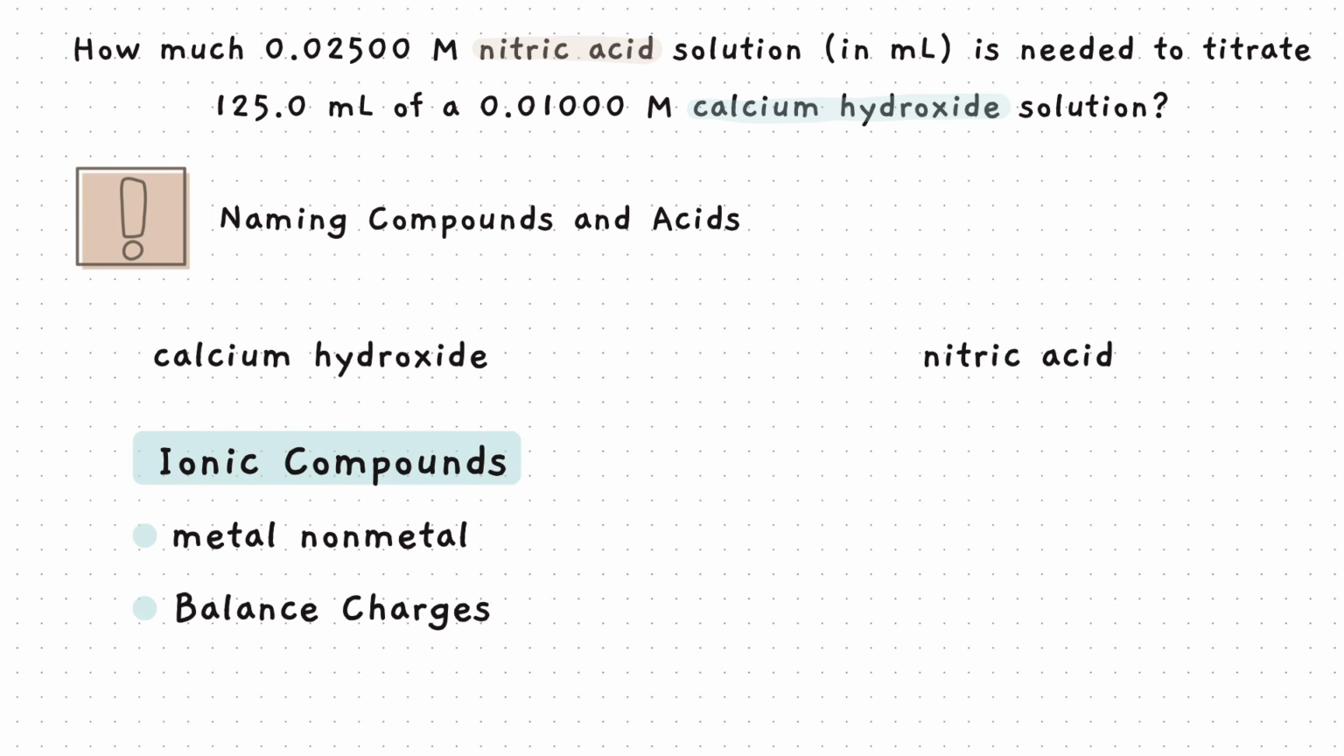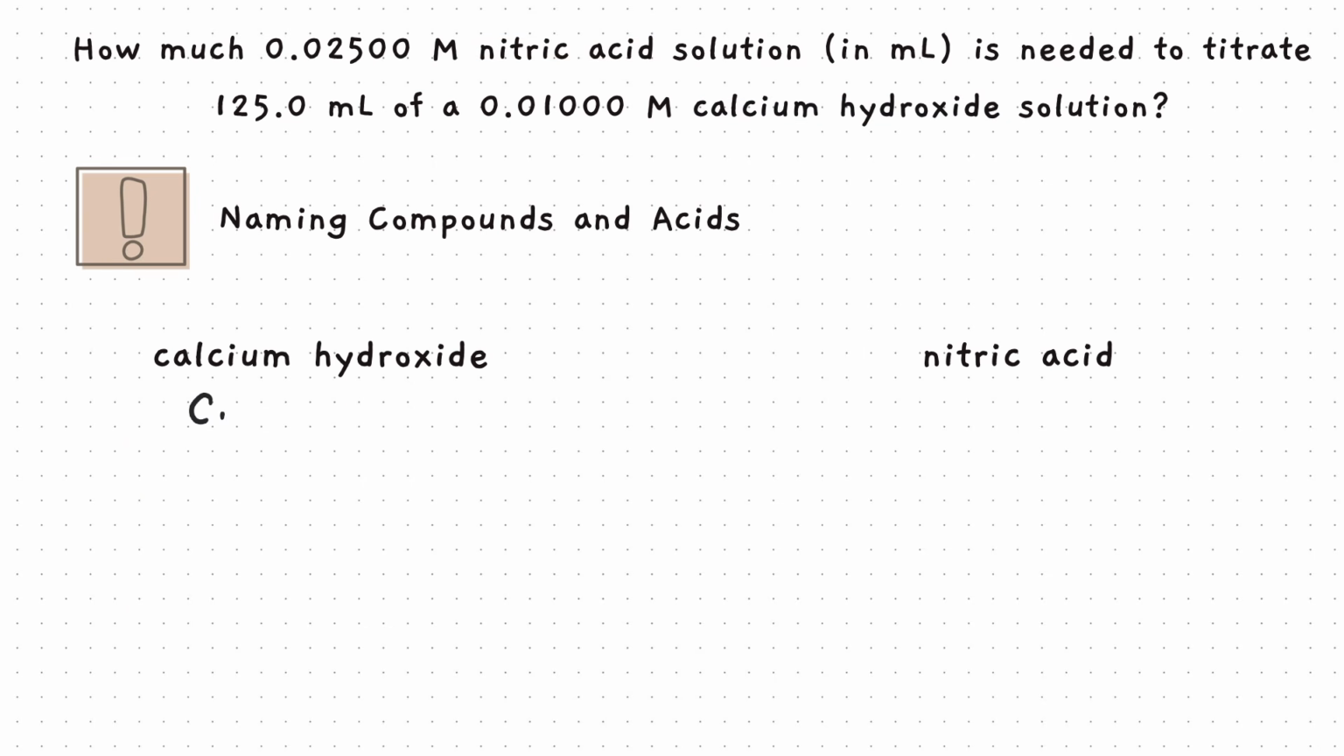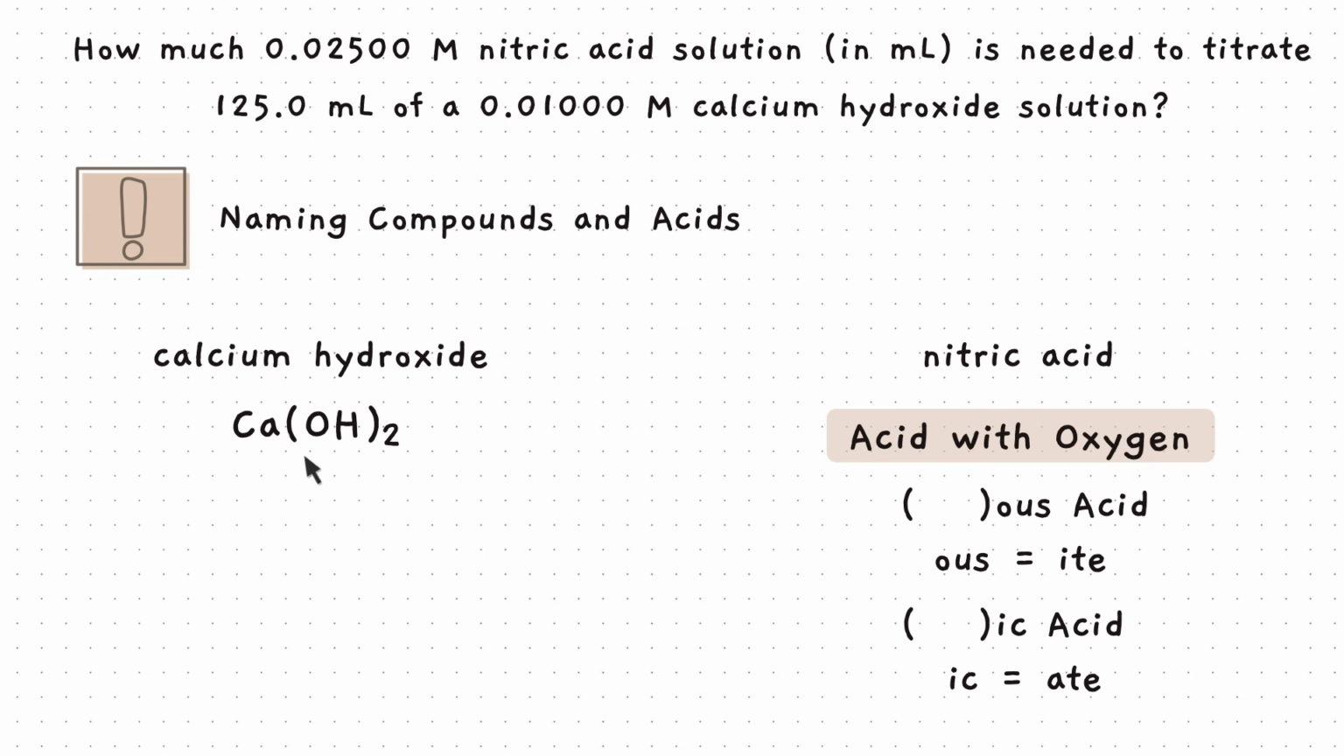Calcium hydroxide is an ionic compound. Recall ionic compounds consist of a metal and a nonmetal. We always balance charges for ionic compounds. The chemical symbol for calcium is Ca, and it has a 2+ charge. Hydroxide is a type of polyatomic ion. It's OH and has a -1 charge. We need both charges to be the same number, which in this case is 2. So we'll double the OH by placing it in parentheses and putting a 2 subscript. Our chemical formula looks like this.